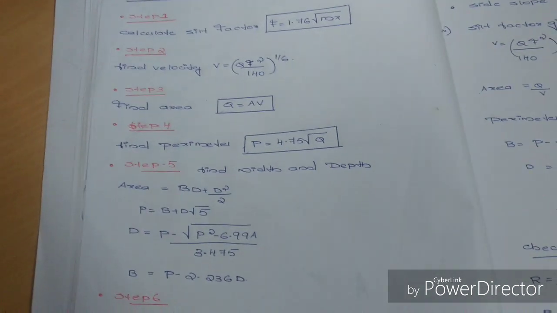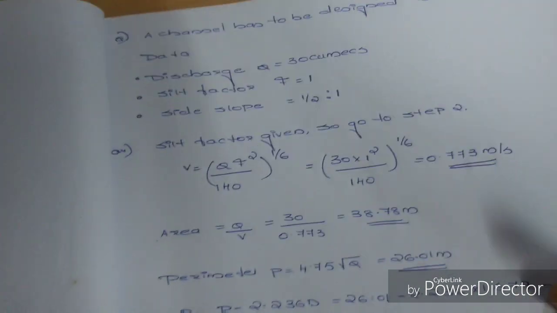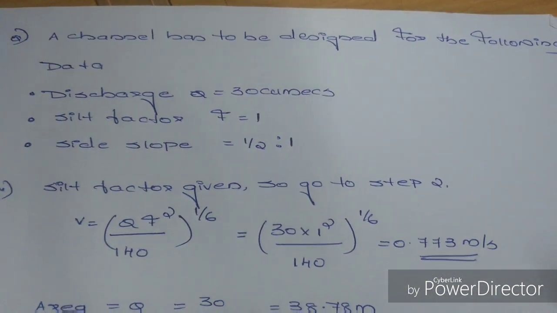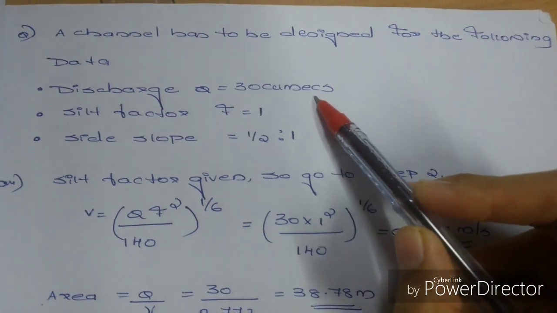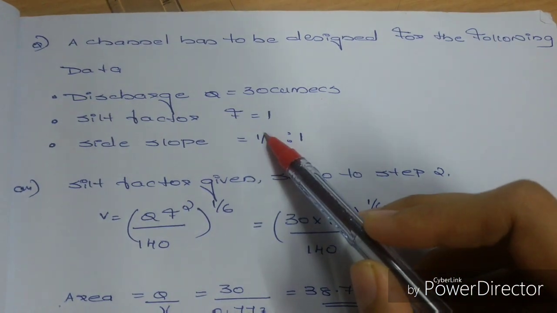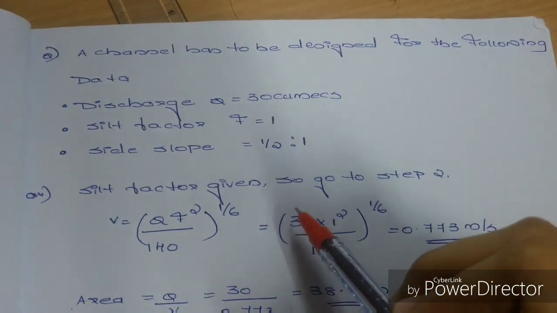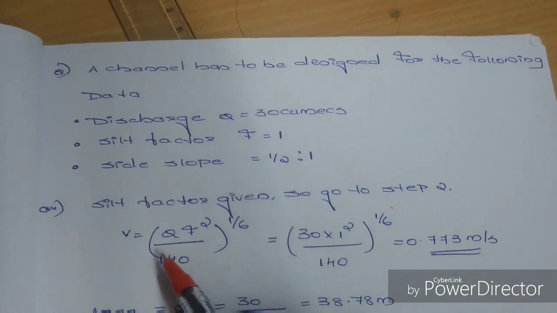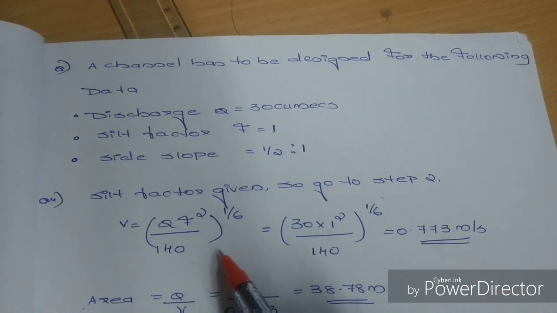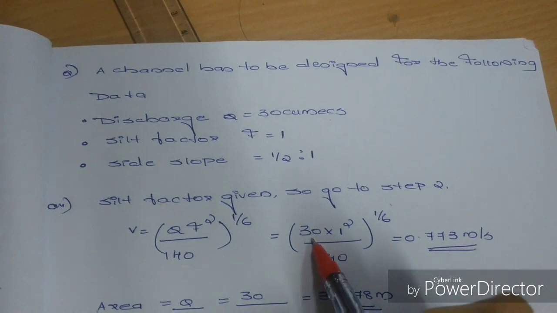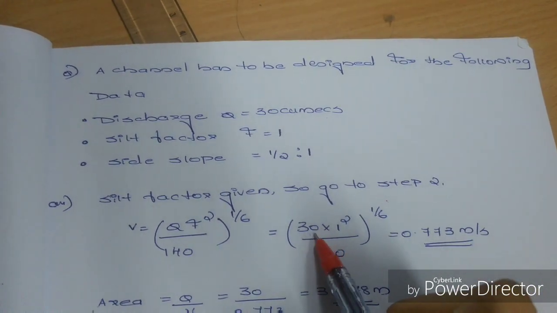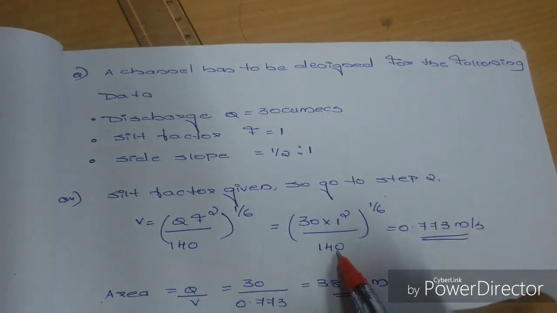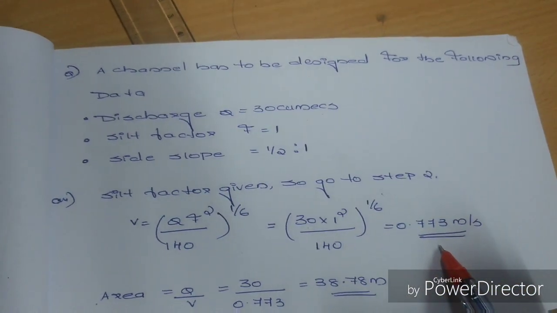Now we can move to a problem so that you can understand more clearly. A problem is given that a channel is designed for the following data: discharge is given as 30 Qmax, silt factor is given, and side slope is given. Since silt factor is given, we can directly go to step 2, that is we can find the velocity. V is equal to (Qf squared divided by 140) all raised to 1 by 6. Here discharge is given as 30 Qmax, silt factor is given as 1, so that 1 squared divided by 140 into all raised to 1 by 6. So we will get the velocity.